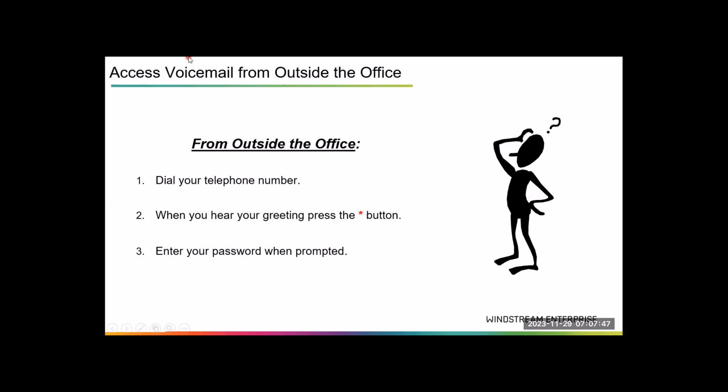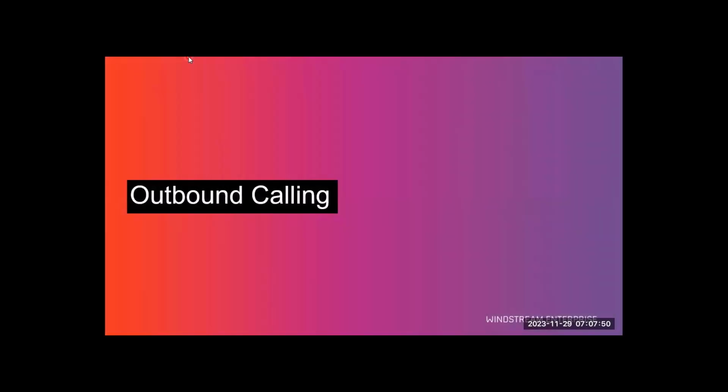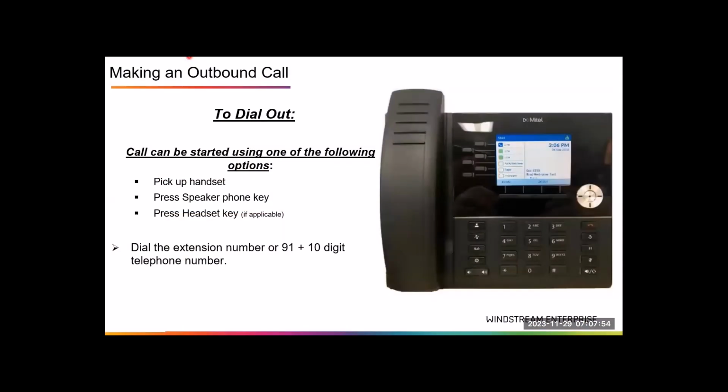Now let's move on with how to make outgoing calls from your phones. Making an outgoing call, the call can be started using the following options. First, and the most basic way, is to just lift up the handset and dial the phone number. You can also use the speakerphone. If you want to go hands-free, press the speakerphone button and then dial the phone number. Once the call is connected, the other person's voice will be projected through the loudspeaker.